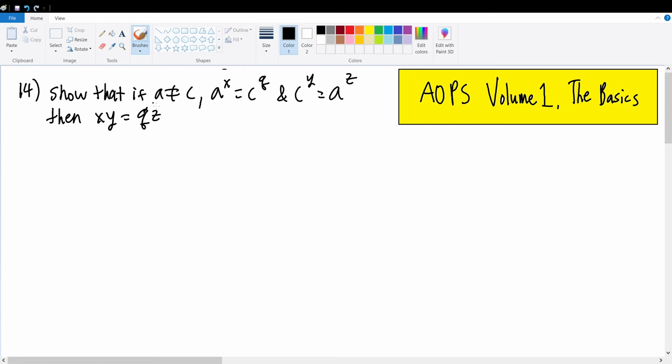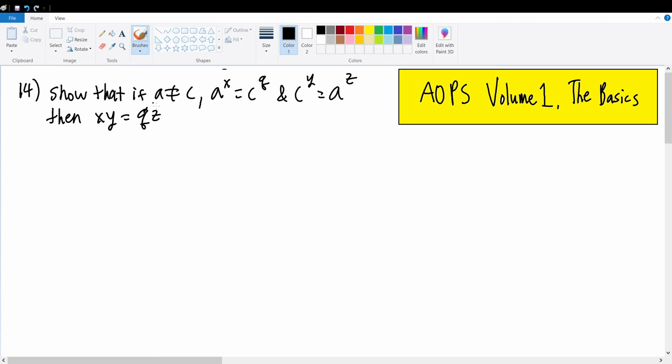AOPS Volume 1, the basics number 14. Show that if A is not equal to C, A to the X is equal to C to the Q, and C to the Y is equal to A to the Z, then X times Y is equal to Q times Z. And like as I've stated before, it is very important in reading such questions to not get intimidated by it, because it hinders your ability to solve questions.